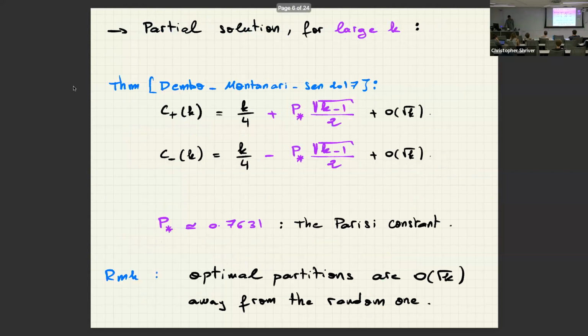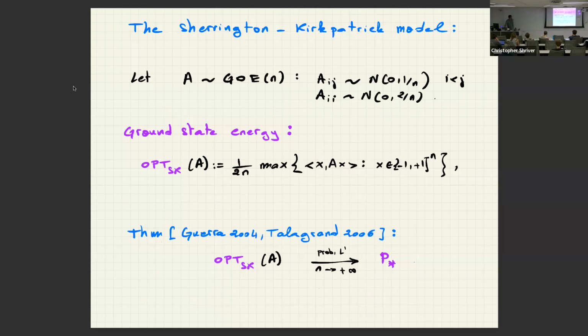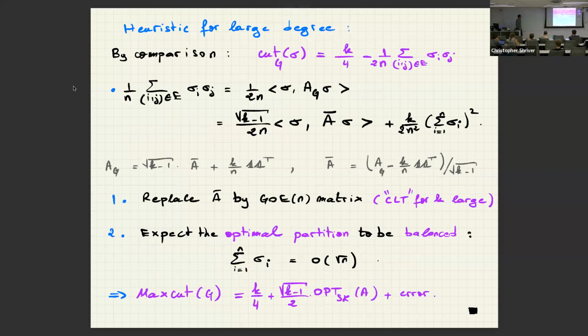So why does P star show up in these formulas? Let me give you a heuristic based on this result. Basically, when k is large, you can replace the adjacency matrix by a GUE. That's it. If you look at a graph and an assignment sigma, I can write the cut. This is the Laplacian. I'm just putting the sum of 1 minus sigma i sigma j over 2.